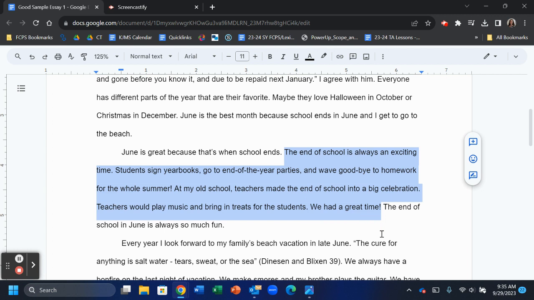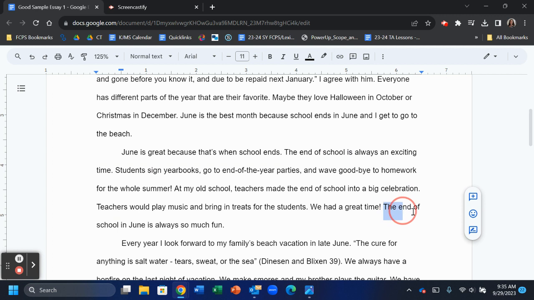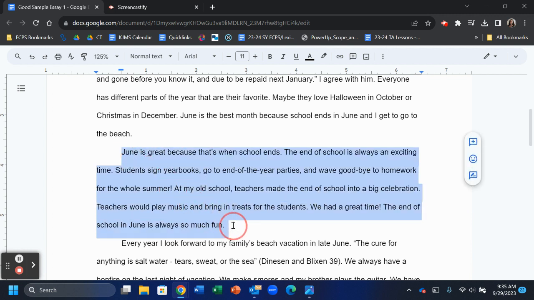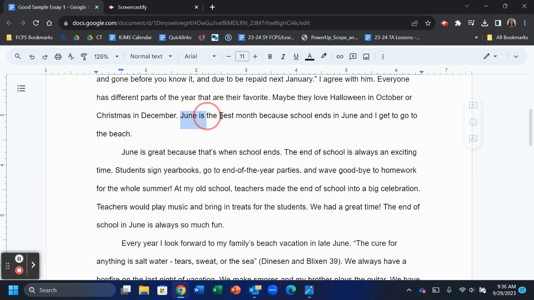Those are my supporting reasons, my supporting details. Notice I have some specific examples in there, like what my old school used to do. You want to use some specific examples, and you can also use some general ideas to support your topic sentence. My concluding sentence is, the end of school in June is always so much fun. Everything in this paragraph supports the idea that June is great because that's when school ends. It directly supports the topic sentence here, and it directly supports the first part of the thesis statement.